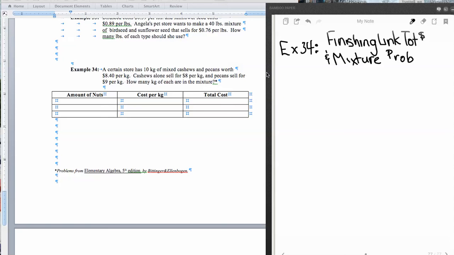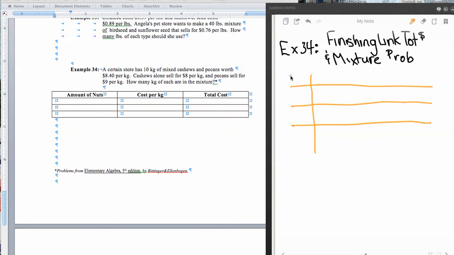All right, this continues section 6.5. We're taking a look at example number 34, which is finishing our link between total dollar problems or total value problems and mixture problems. So we were about to read this problem and make a table from that based upon what we read.